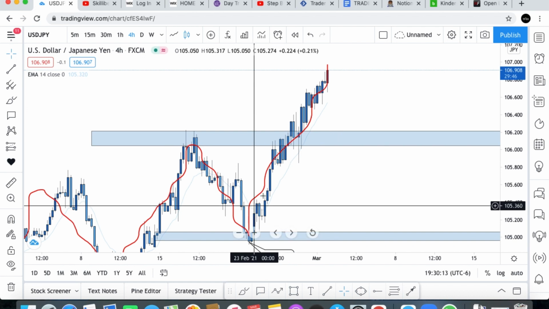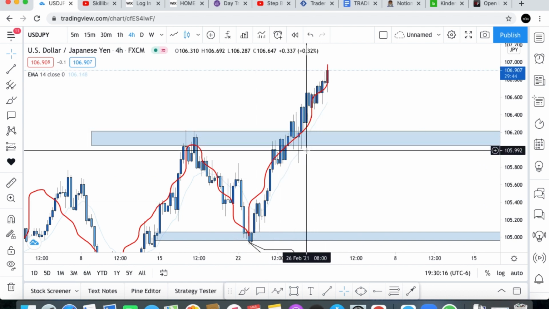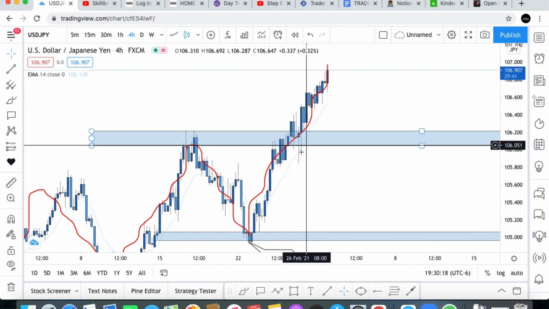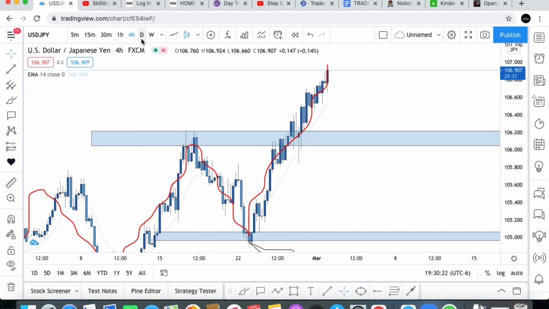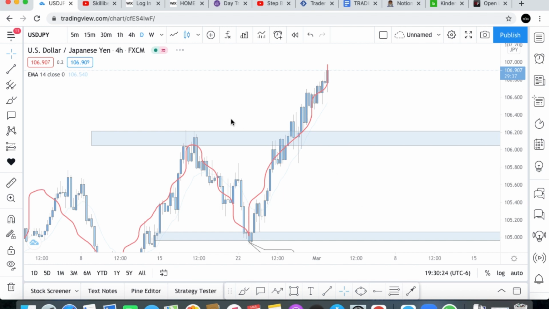So price is now in the action of creating a new high. As you guys can see, the market did create a new high, right? Let us go on the daily time frame to just clear up all that noise.